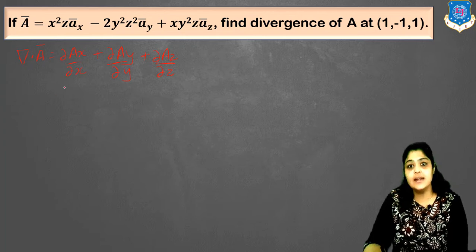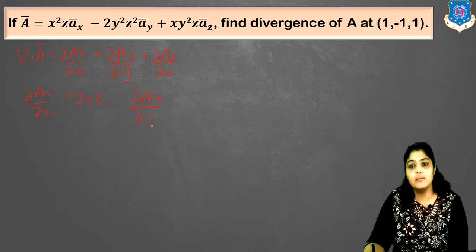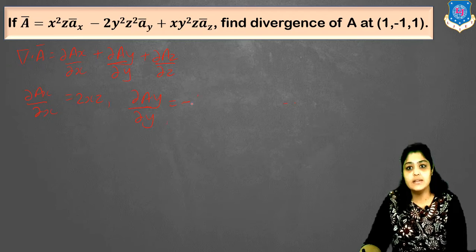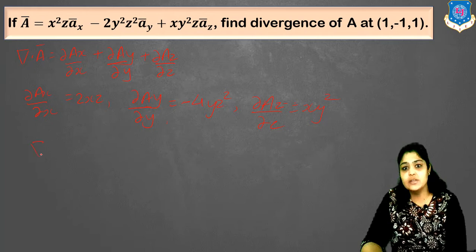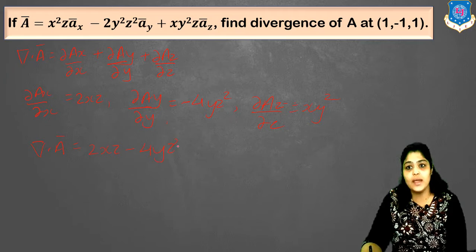So first let's find out what is ∂A_x/∂x. So that is 2xz. Similarly, ∂A_y/∂y is minus 4yz², and ∂A_z/∂z can be written as xy². So I have the divergence of A equals 2xz minus 4yz² plus xy².